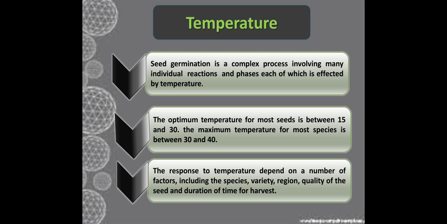Temperature. Seed germination is a complex process involving many individual reactions and phases, each of which is affected by temperature. The optimum temperature for most seeds is between 15 and 30 degrees. The maximum temperature for most species is between 30 and 40 degrees centigrade. The response to temperature depends on a number of factors including the species, variety, region, quality of the seed and the duration of time since harvest.